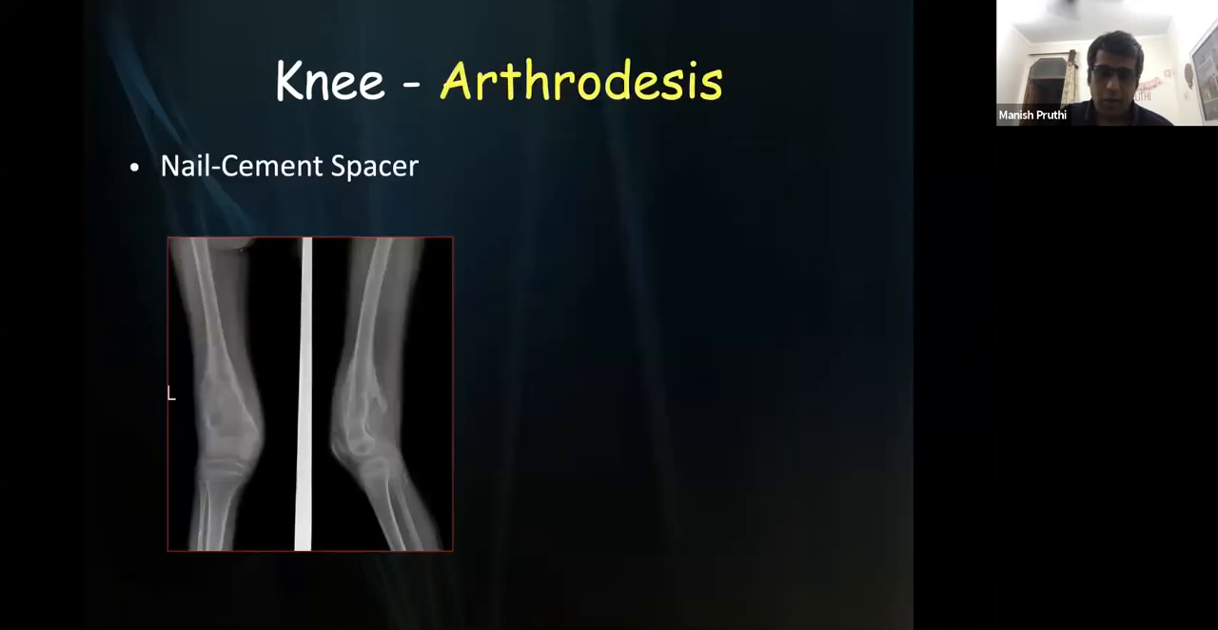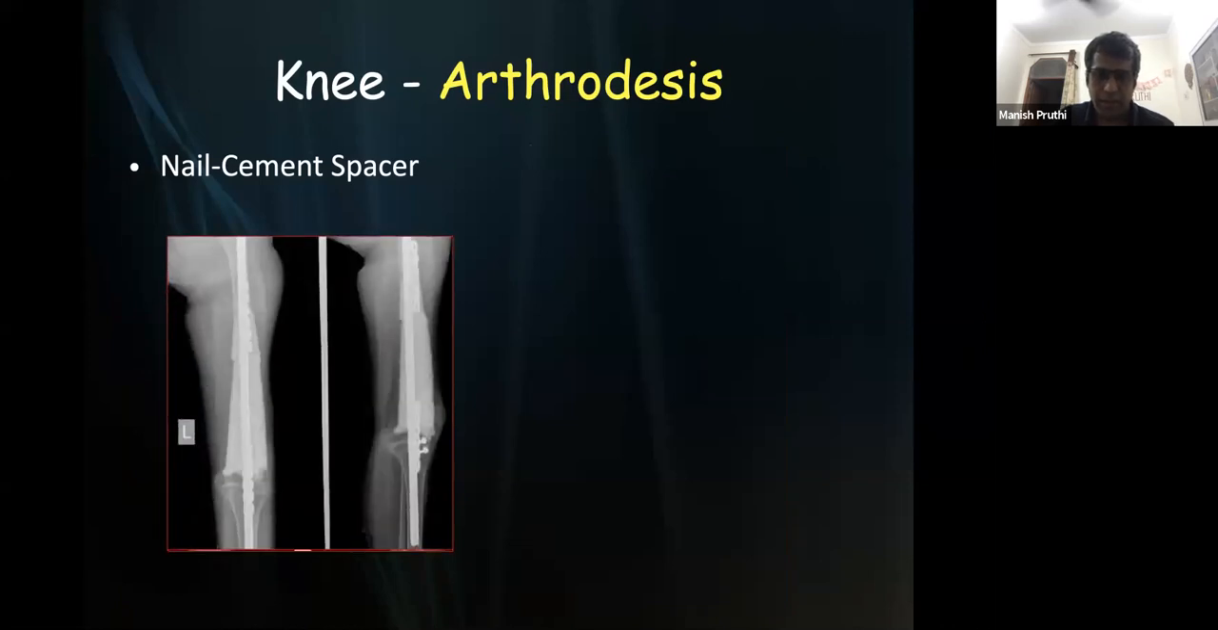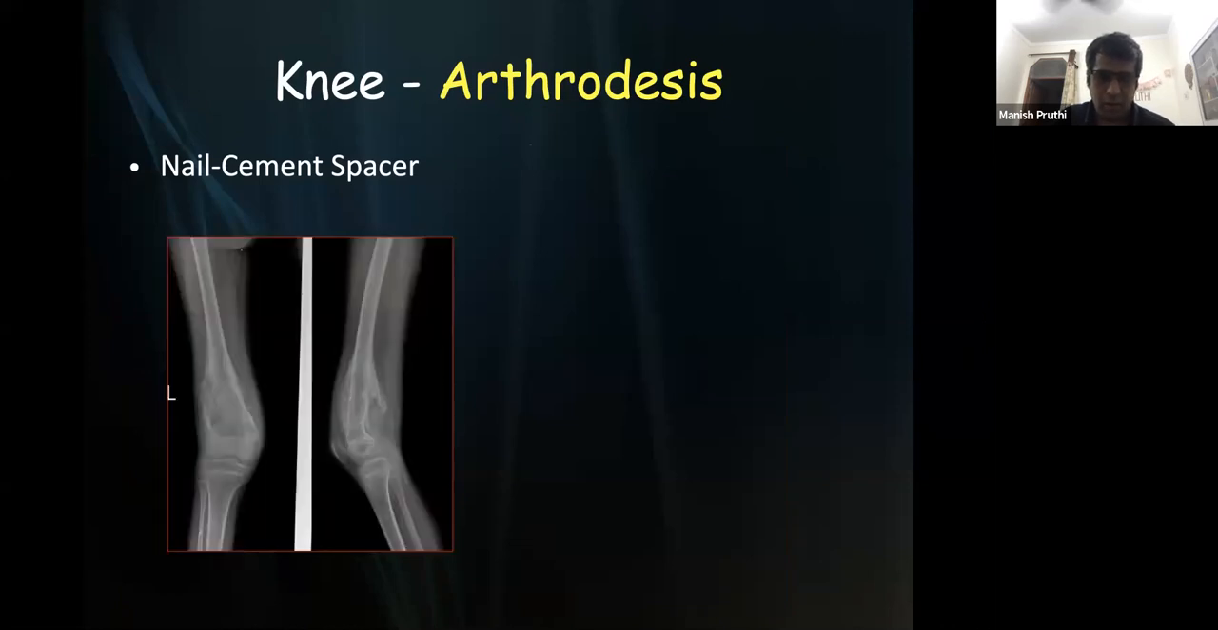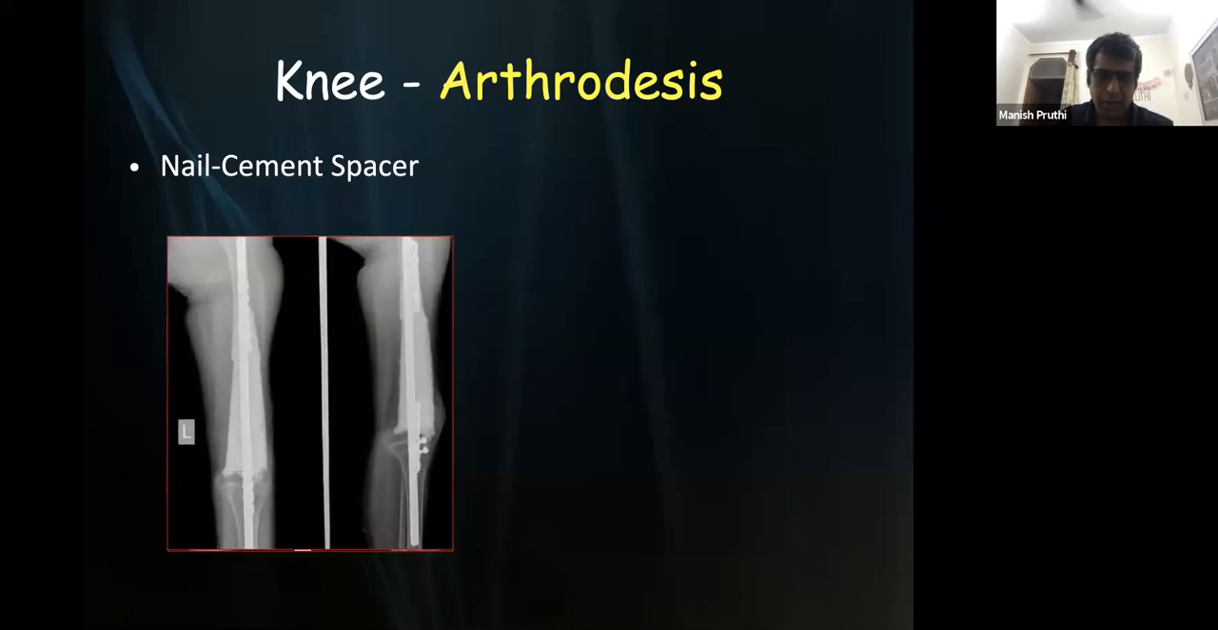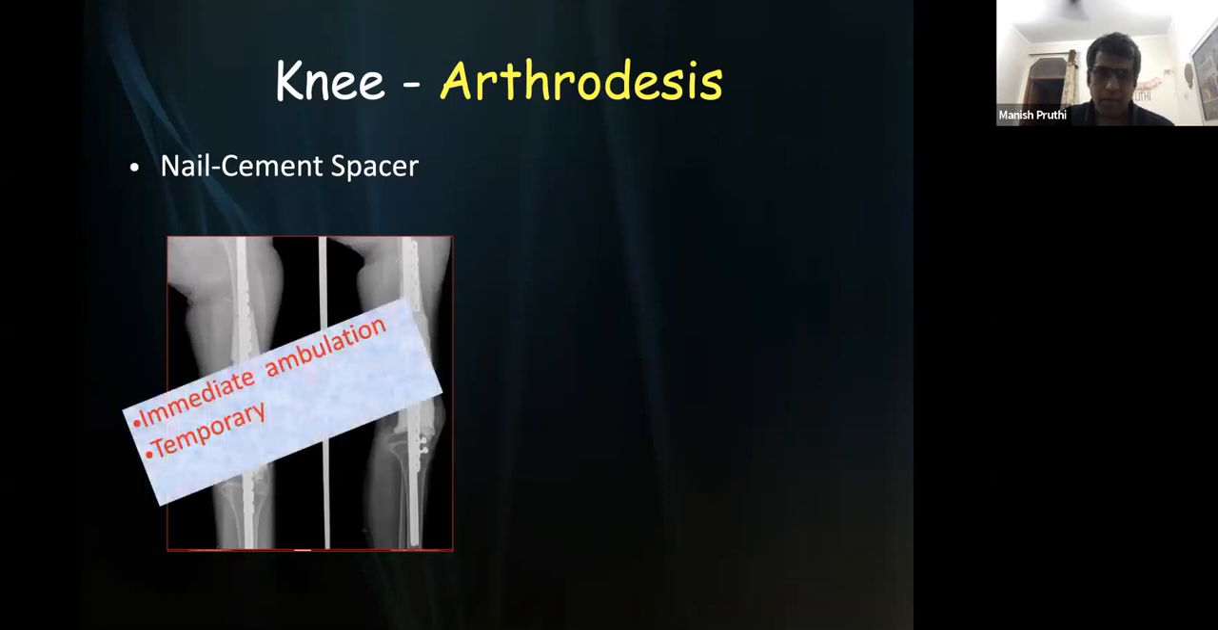When we are doing an arthrodesis of the knee, we can either use a nail cement spacer, like in this case, a distal femur osteosarcoma. We resect it and put a K-nail spacer and use small plates, and a temporary cement was put in between. The advantage of putting a nail cement spacer is it allows for immediate ambulation because it is non-biological. We are not waiting for any healing to happen, but it has disadvantages. It is temporary because the cement can break or the nail can break.